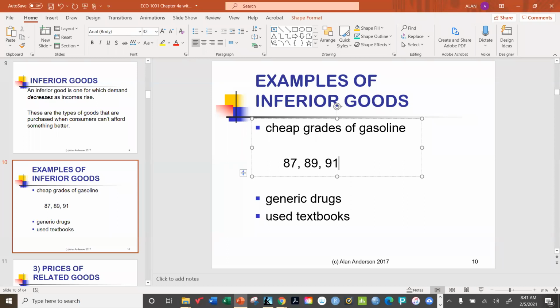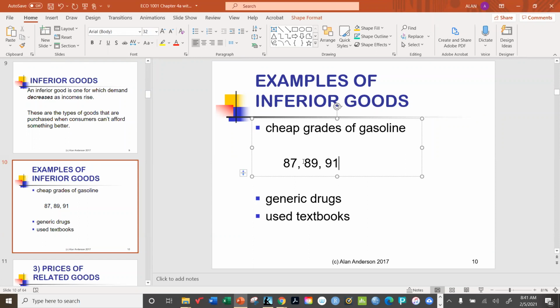Now, what is it that separates these three grades? The 87 is somehow not as good as the 91. I do not understand exactly how this works, but I do know that the 87 gas is significantly cheaper in many cases than the 91. So if you're, let's say, still in college and you don't have a whole lot of money, you might find yourself always buying 87. But when you graduate and you're working and you have much more money, you might find yourself switching over to 91 because you can afford it, and it apparently is better for your car anyway.